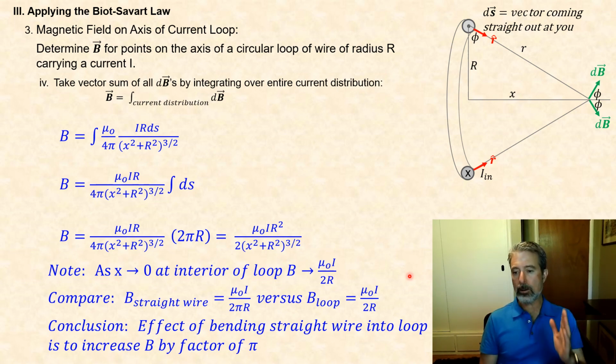A coil of wire is a way of producing an extremely strong magnetic field in the interior region of the coil. And we'll try to demonstrate this on an upcoming slide.